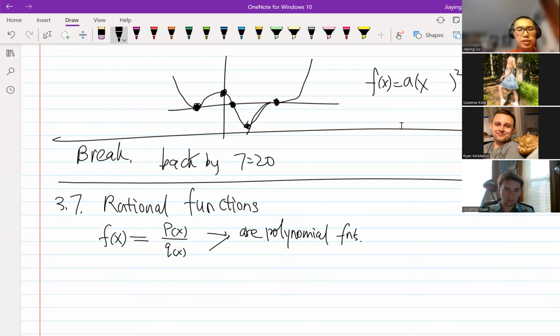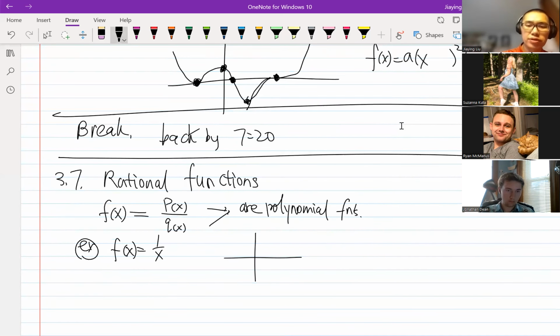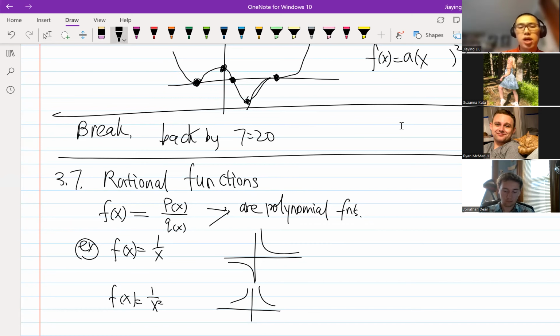An example that you all know of is f of x equals 1 over x, with a graph that looks like this in the first and the third quadrant. And then a similar example would be f of x equals 1 over x squared, and the graph will be in the first and the second quadrant.